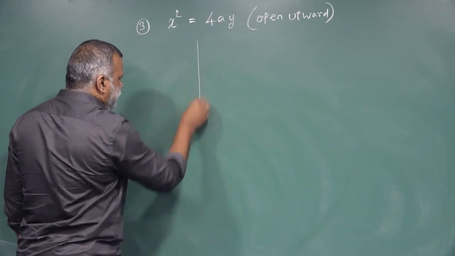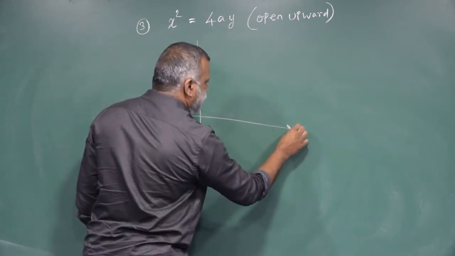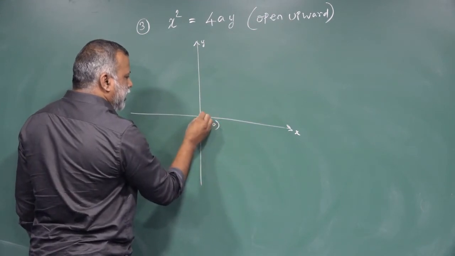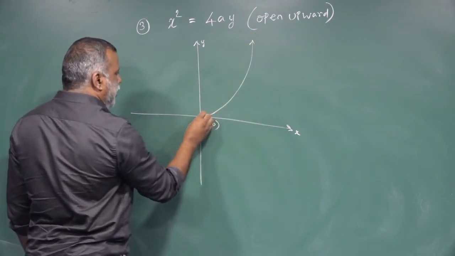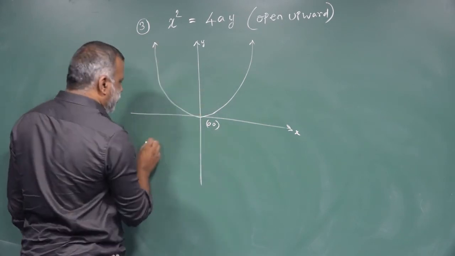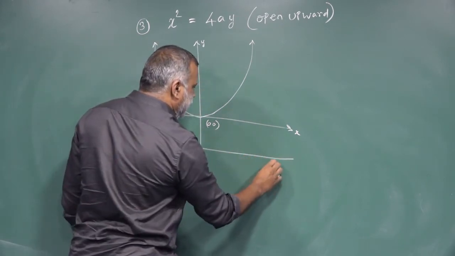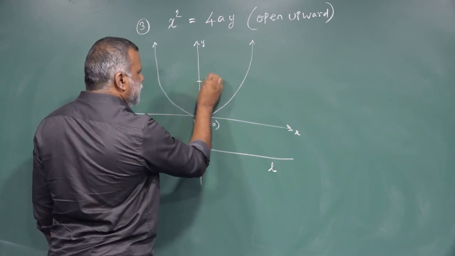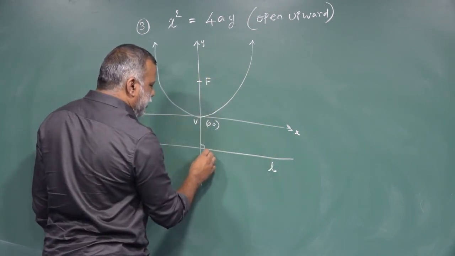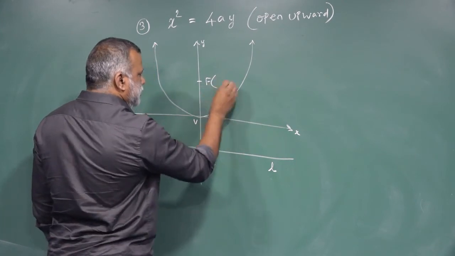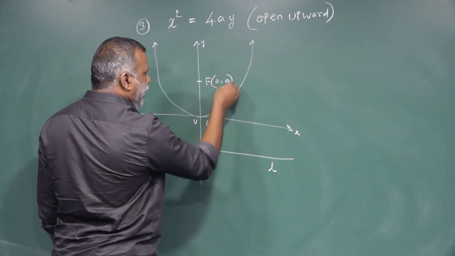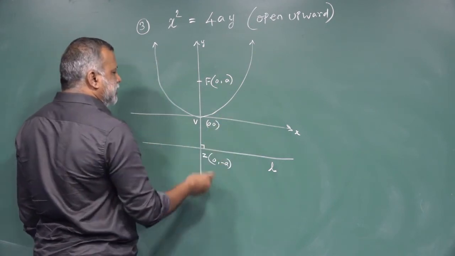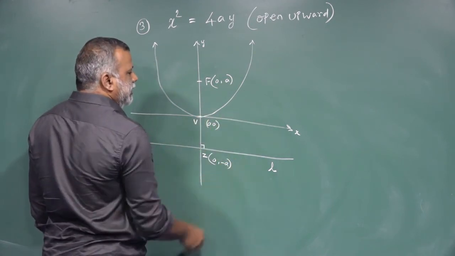See this diagram. See the name open up. This is open up. This is called directrix L. This is the vertex. This is the focus. This is the directrix. It passes through the point Z. See the focus 0 comma a. Here 0 comma minus a. This is the x-axis, then the vertex, then directrix L.